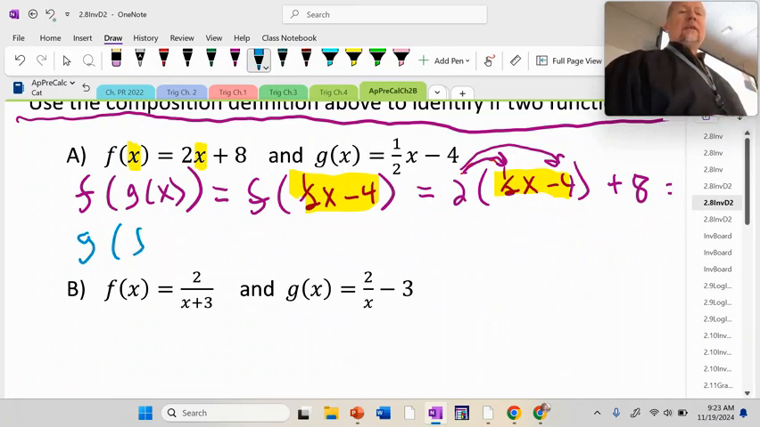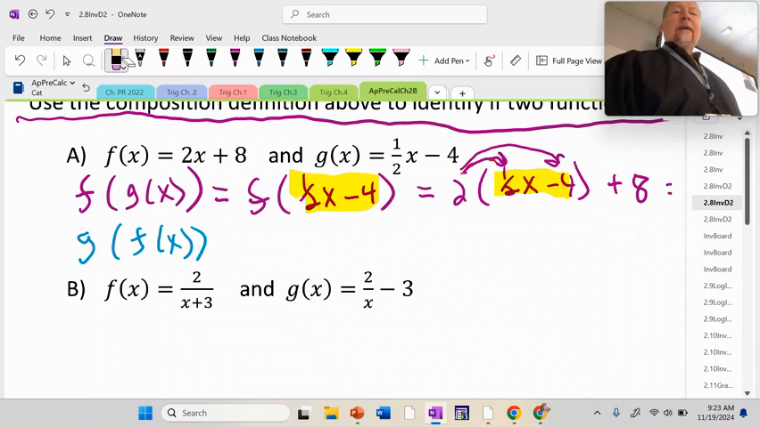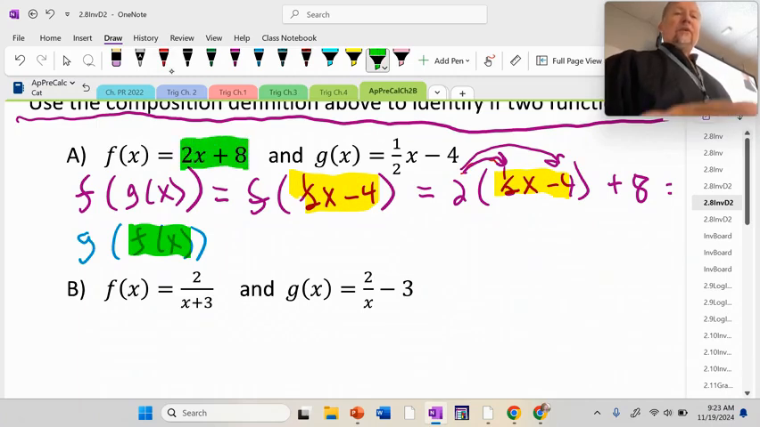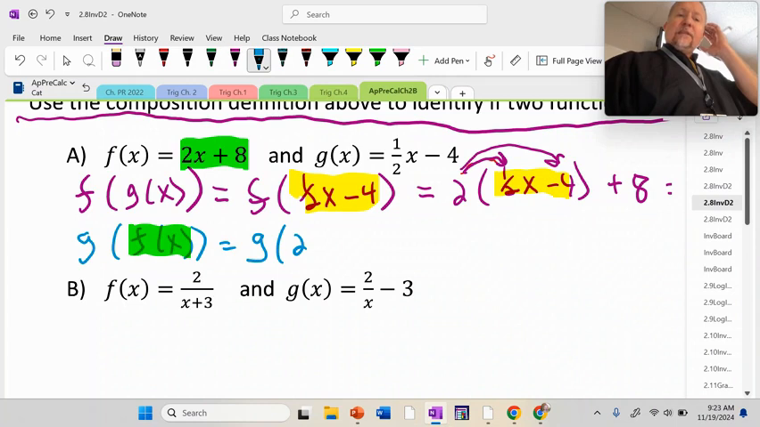Sorry, a brain mishap. G of f of x. Okay, now I'm going to cheat. I'm going to erase my highlighting for your eyeballs so you can see what's going on here. So I replace f of x with its functional value. So, and I'll stay blue. So this is g of f of x is 2x plus 8.